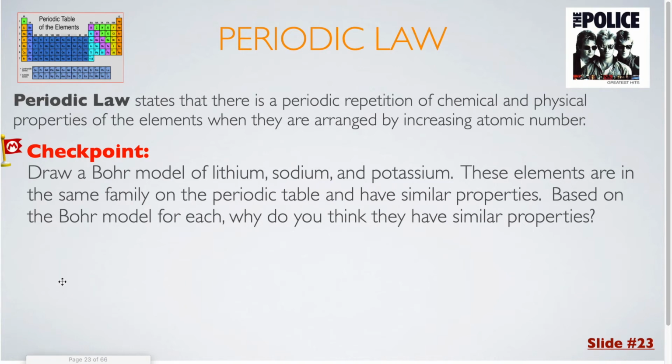Here we are going to be drawing a Bohr model for lithium, sodium, and potassium. For lithium, our nucleus is going to contain 3 protons and 4 neutrons. Since this is a neutral atom, we can assume that there are going to be 3 electrons. So 2 in the first shell, and then 1 in the second.